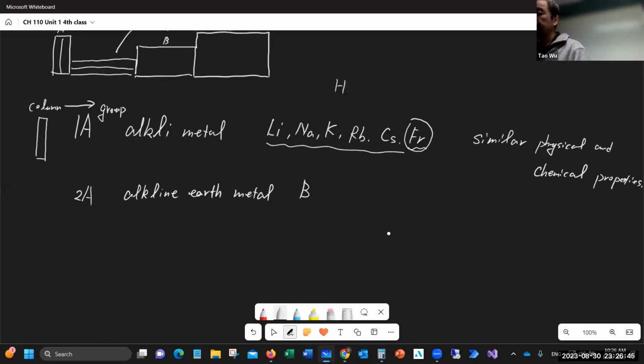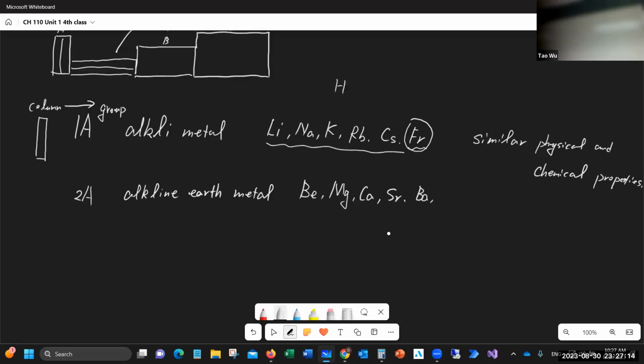beryllium, magnesium, calcium, strontium, and barium. The last one is radioactive, so we're not talking about that. Again, the reason we group them together is because they have similar chemical and physical properties.